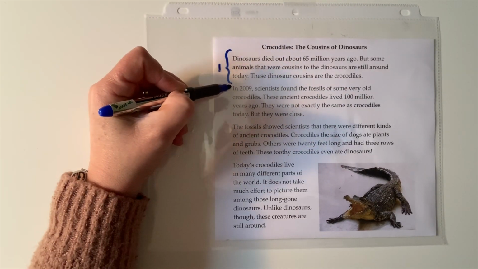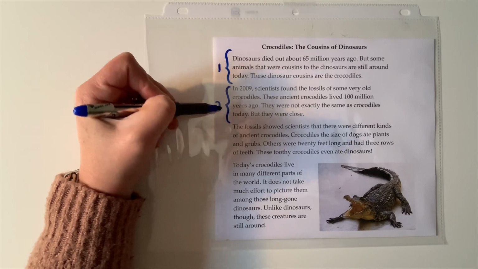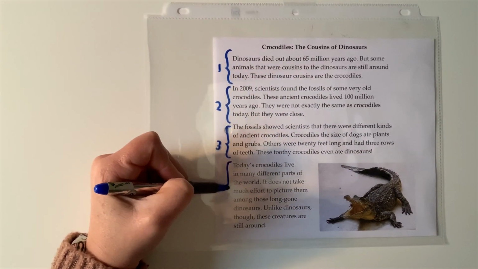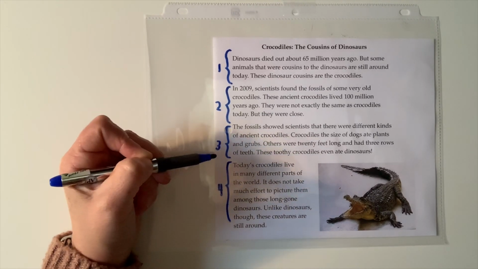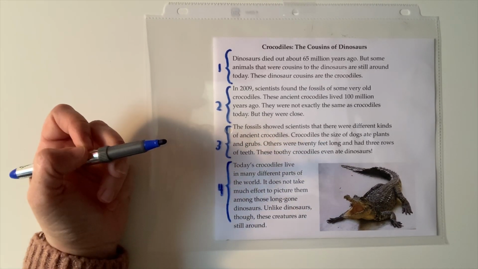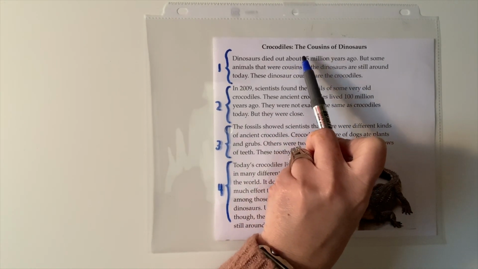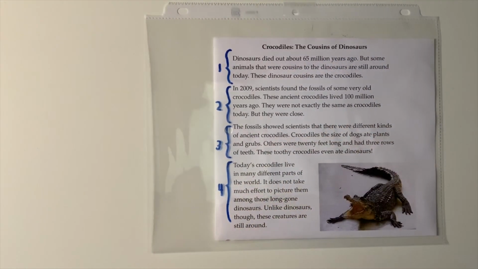One, two, three, and four. The title of the text is Crocodiles, the Cousins of Dinosaurs.